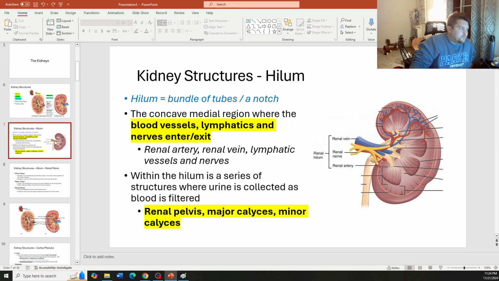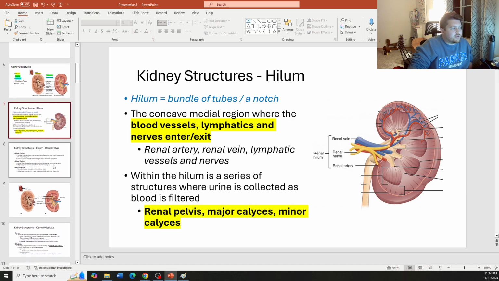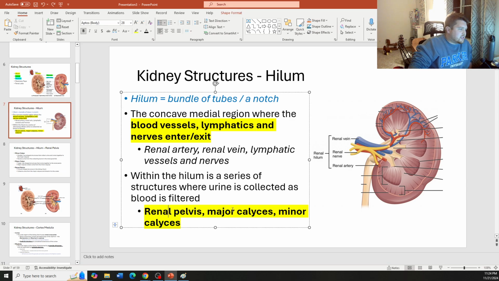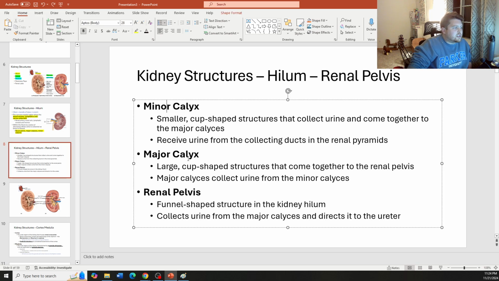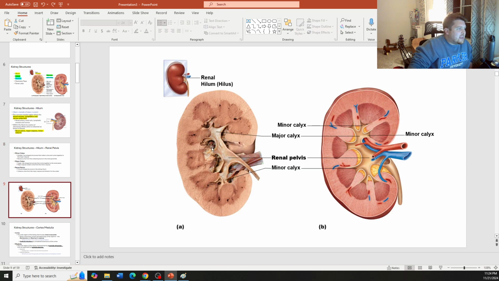Within the hilum, there is a series of structures where the urine is collected. These are the renal pelvis and the major and minor calyces. This is just a quick definition of what they are. Basically, they're like these little cups. We're going to circle all the way back to this towards the end of this presentation.